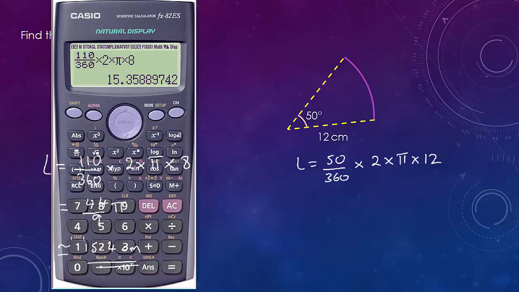So let's bring in the calculator, and I could actually just go back and edit this one. So we want 50 on top here, and we go back along here, we've got 12 instead of 8, and that gives me 10 over 3 pi.